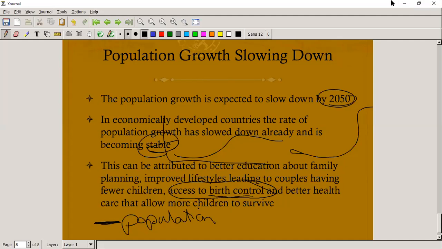I now want to go into the next section of work, which is age-gender graphs of human populations. But before we go on to that, I just want to ask, are there any questions with regards to human population growth at the moment?